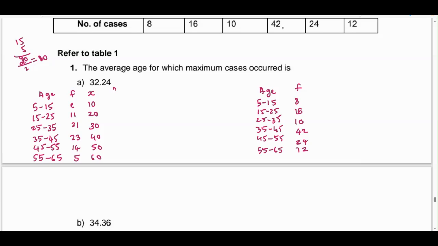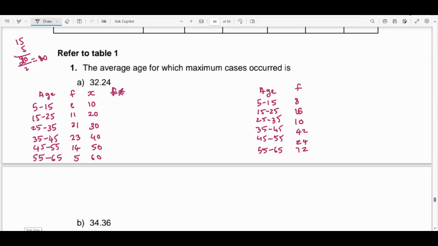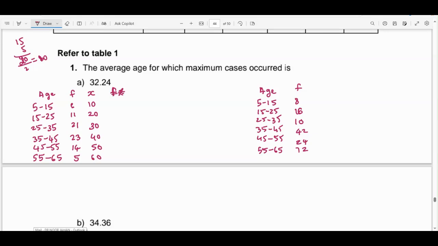So we get here 6 into 10 is 60, 2 into 11 is 220, 3 into 21 is 630, 4 into 23 is 920, and 5 into 14 is 700.